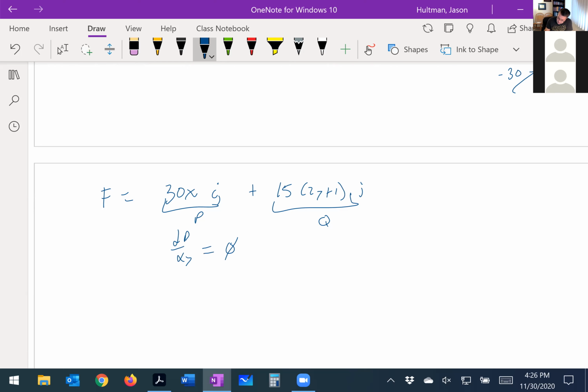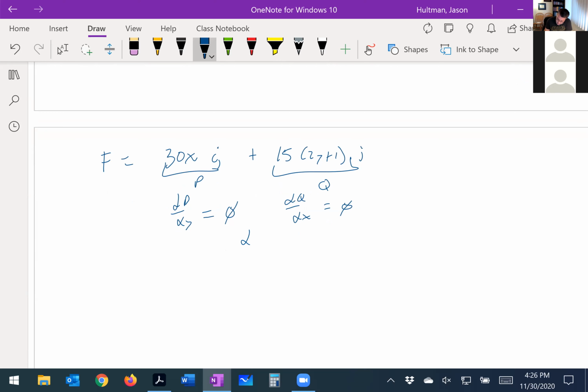What's dQ/dy? Zero, because this one doesn't have a y, and this P doesn't have a y, and Q doesn't have an x. Right? So is it conservative? Is dP/dy equal to dQ/dx? Yes, check. It's conservative. Well, that's kind of nice.